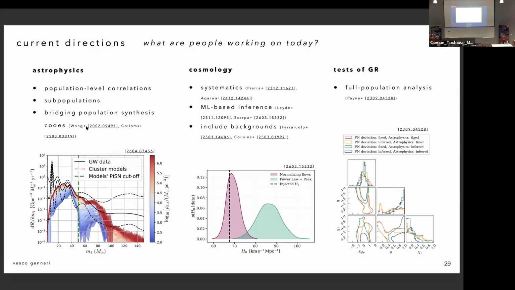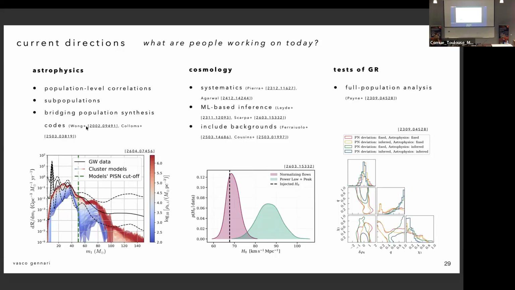Another thing that people are working on is to bridge this population analysis with astrophysical population synthesis codes, the equivalent of the theory for the underlying astrophysical processes. For cosmology, it's systematics, how population biases affect the measurements, machine learning-based inference, the inclusion of backgrounds, for example. And for tests of GR, it's mostly the development of a full analysis, including the population parameters and the astrophysical parameters within the population.